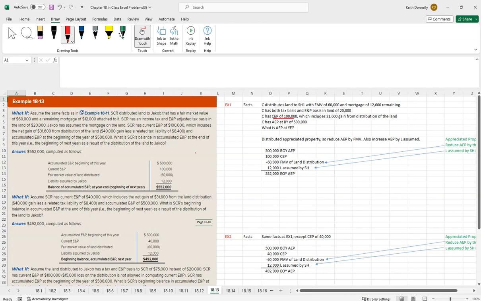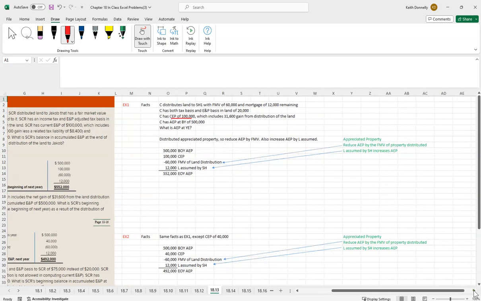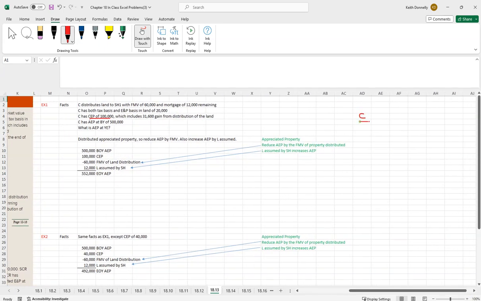So let's go over here and see that. It has a net gain of 31,600 from the distribution of the land. One of the things they factor in that comes into play with E&P is tax liabilities. That's beyond the scope of this. But let's say what's going on here. We're looking at the corporation. They pushed out land to the shareholder. They ran the amount realized minus adjusted basis formula, and let's say that was, they're telling us here, 31.6.